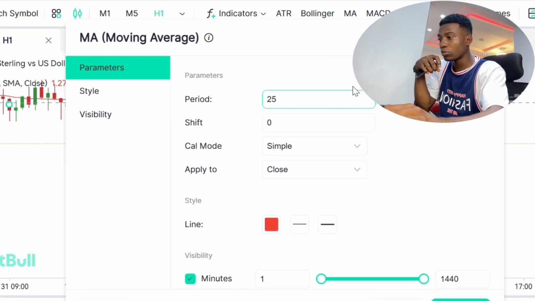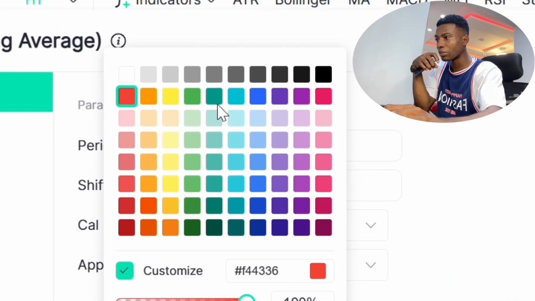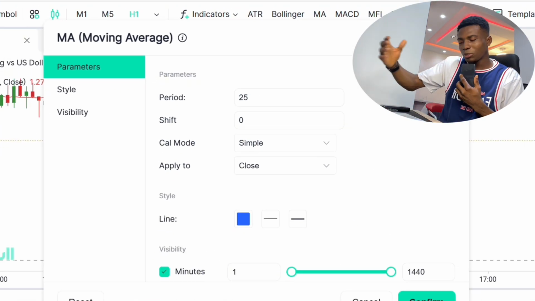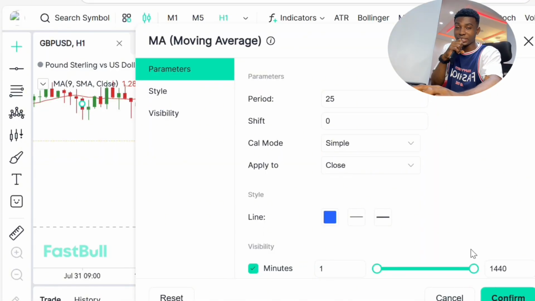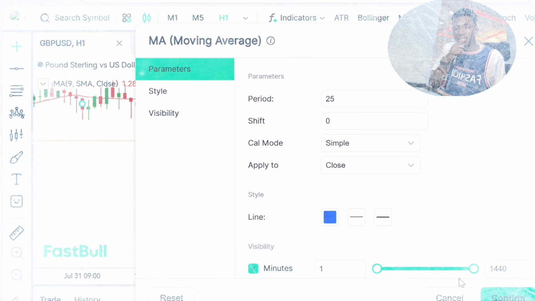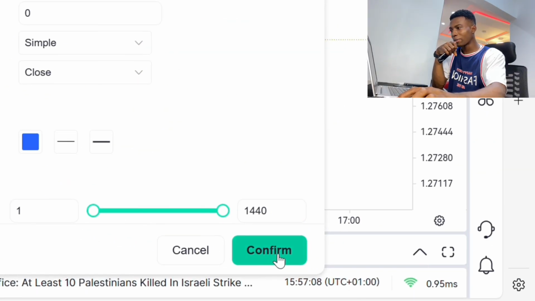Once you have the 25 moving average, go ahead and change the color to blue, because it is like the calm version. Now let me give you guys a little tip. The red moving average means the market is hot, like it's giving us hot positions, you understand? But the 25 moving average is giving us, you know, ice cold tea, you understand? That's why I use these colors to denote everything. So I'm going to make it blue, and we're going to hit confirm.